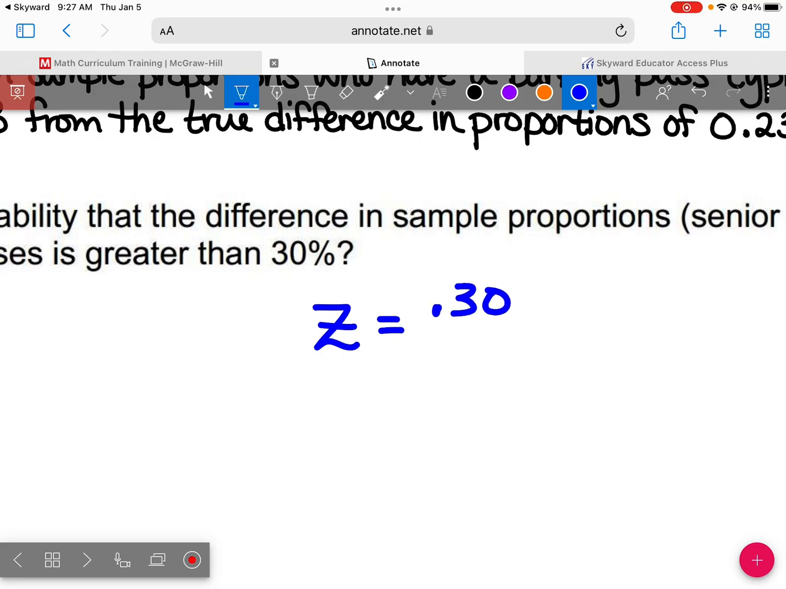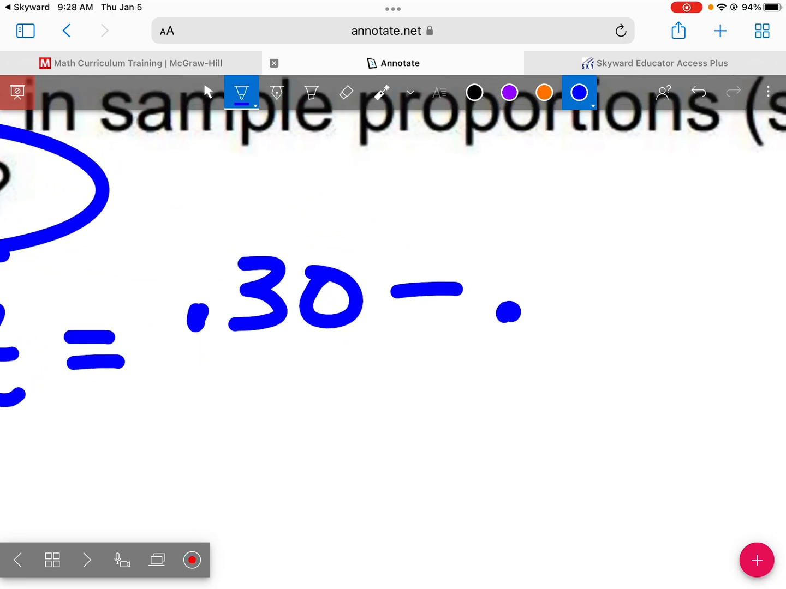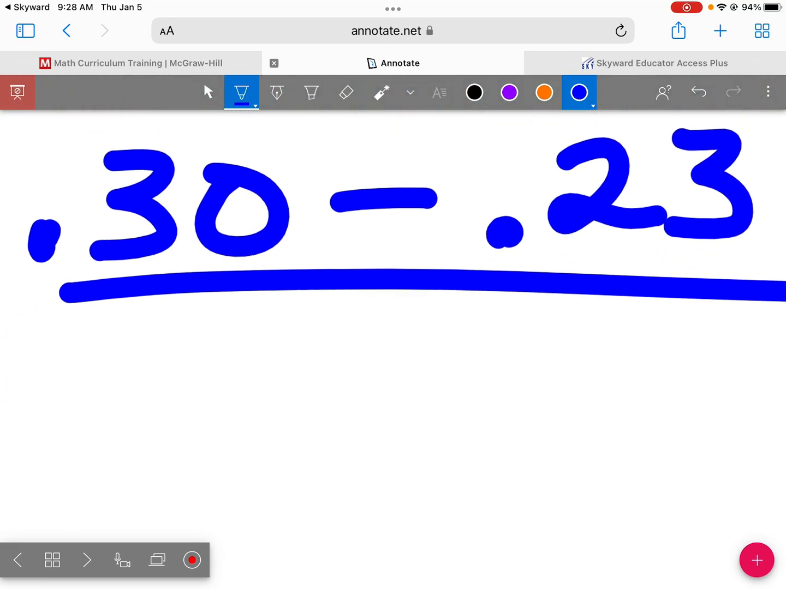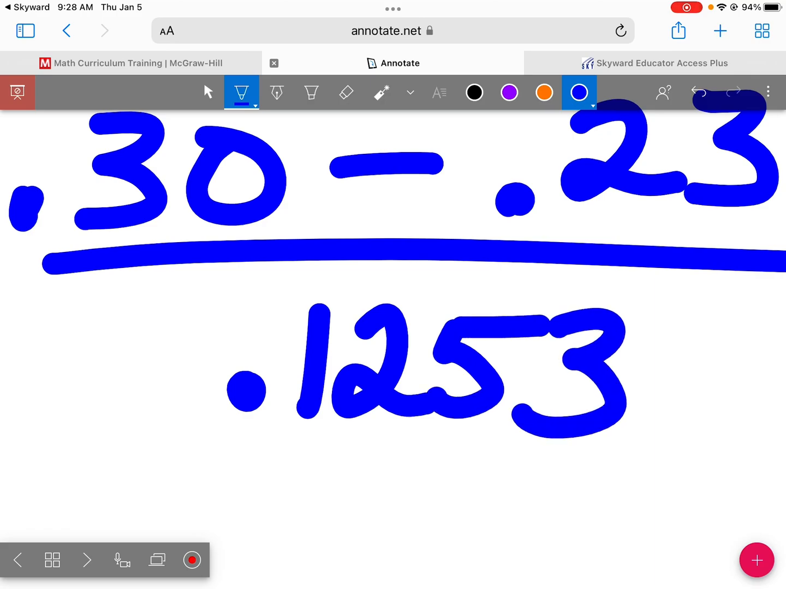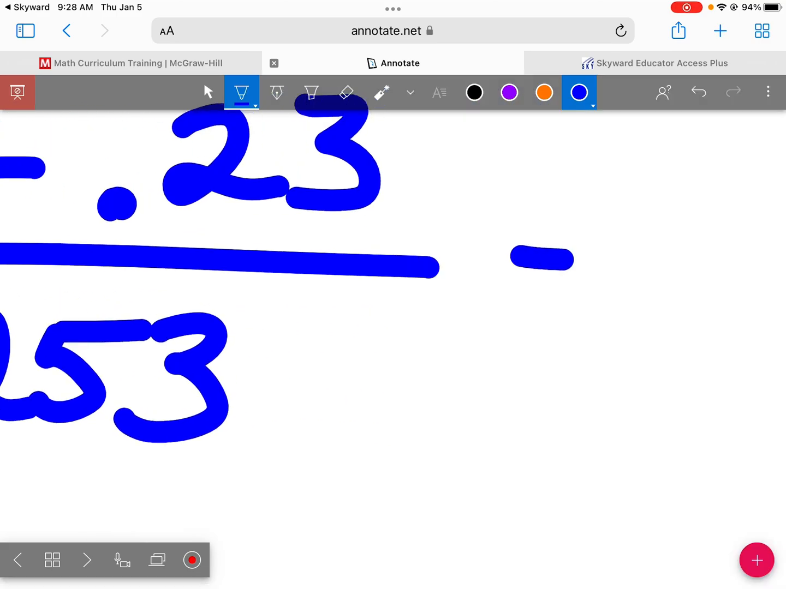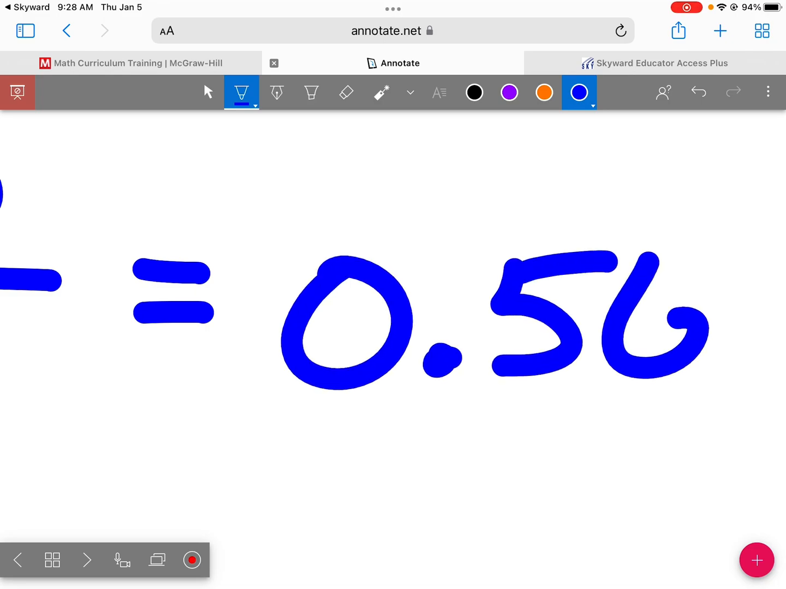0.30, this is my observed, right? Minus what? 0.23 over 0.1253. That's what I would do to find my z-score. If I do that, I come up with a z-score of what? .55 or 0.56, depending on how you round that there.